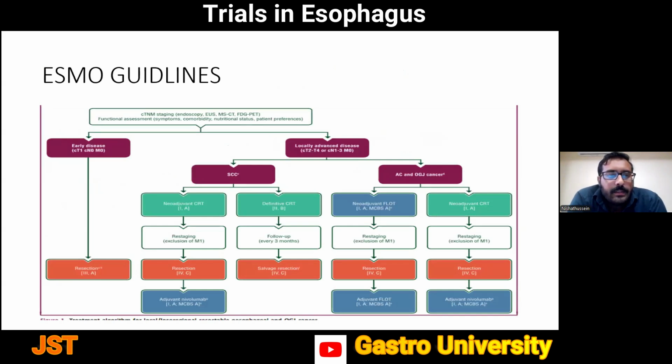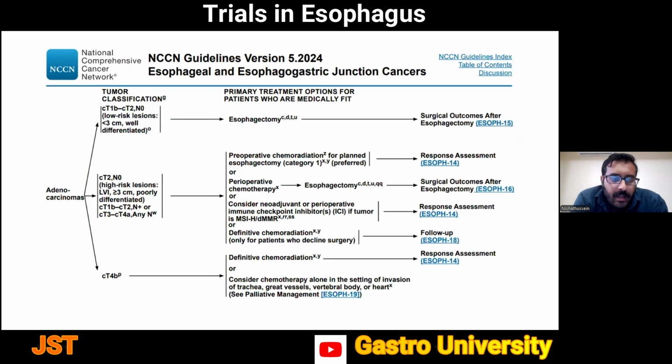Adoption of FLOT in the ESMO guidelines and in the major guidelines: both ESMO guidelines and NCCN guidelines have adopted FLOT as a standard of care. For ESMO guidelines for locally advanced adenocarcinoma of the distal esophagus and gastroesophageal junction, they have given the standard of care as neoadjuvant FLOT and neoadjuvant chemoradiotherapy. However, they have not said the preferred option, but mentioned both are possible and have left it to institutional guidelines. While in NCCN guidelines, they have given preference to preoperative chemotherapy as the first line of choice, followed by perioperative chemotherapy in terms of FLOT.